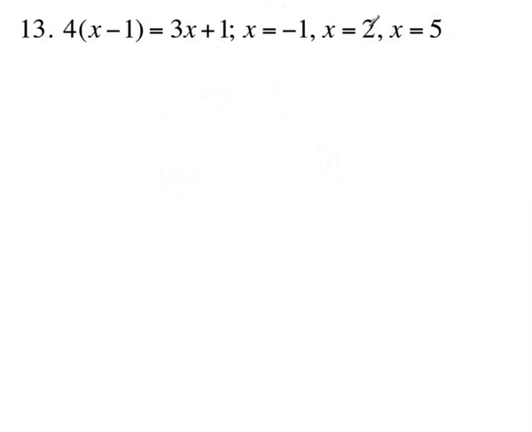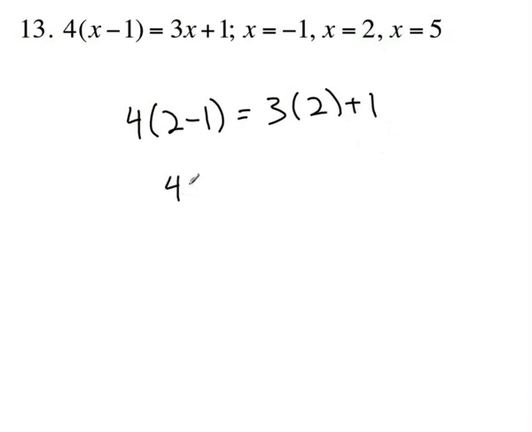So the next one here is 2. We're going to do the same thing, but this time with 2. Plus 1. So this becomes 4 times 1 equals 6 plus 1, which ends up becoming 4 equals 7. And we know that doesn't work because 4 will never equal 7. So let's erase that.